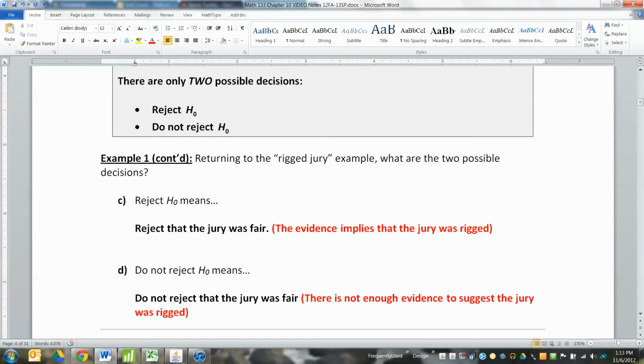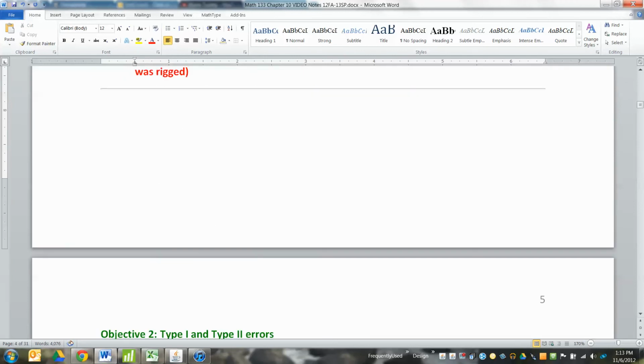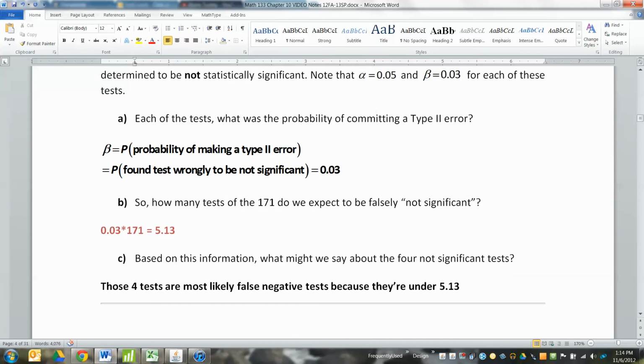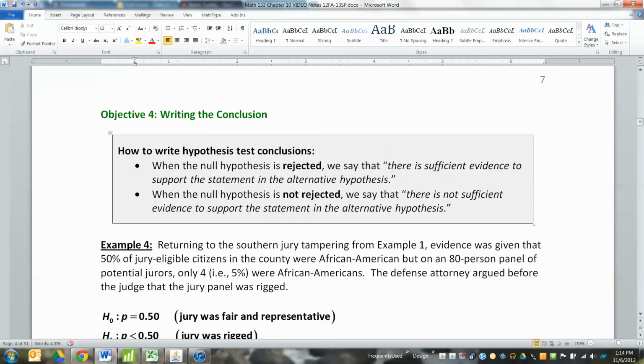As a matter of fact, I'm going to go a little bit out of order here. I'm going to flip past the next couple pages. We'll come back to them, don't worry. And I want to talk about writing the conclusion, because what I just said basically leads right into it. So how to write these hypotheses. So that's step 6, that last step.